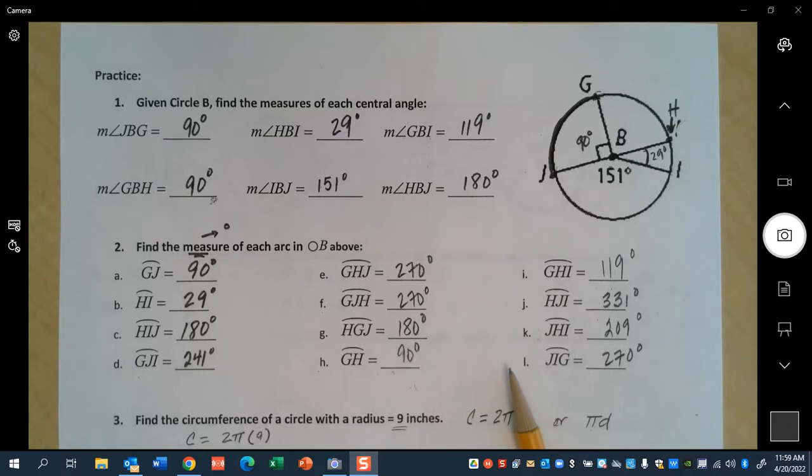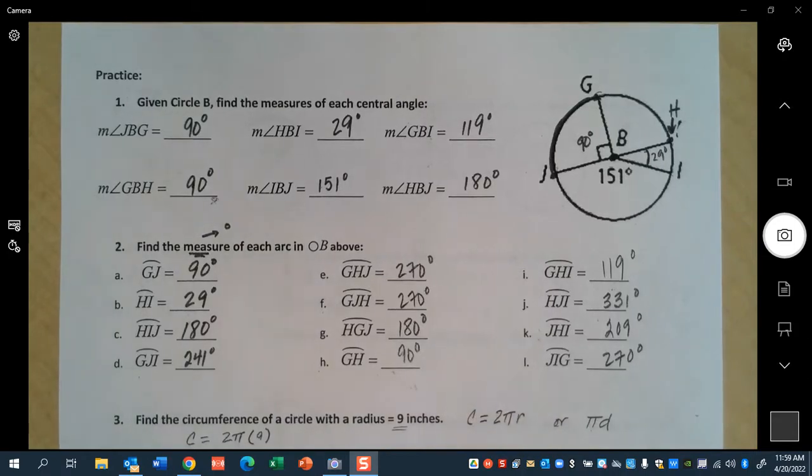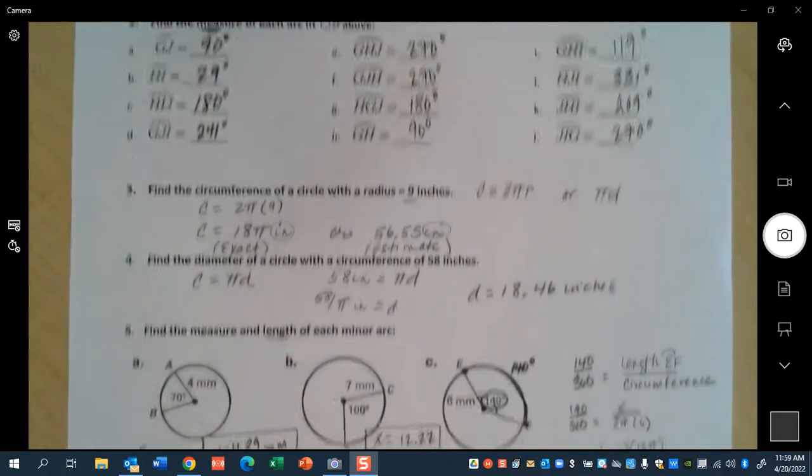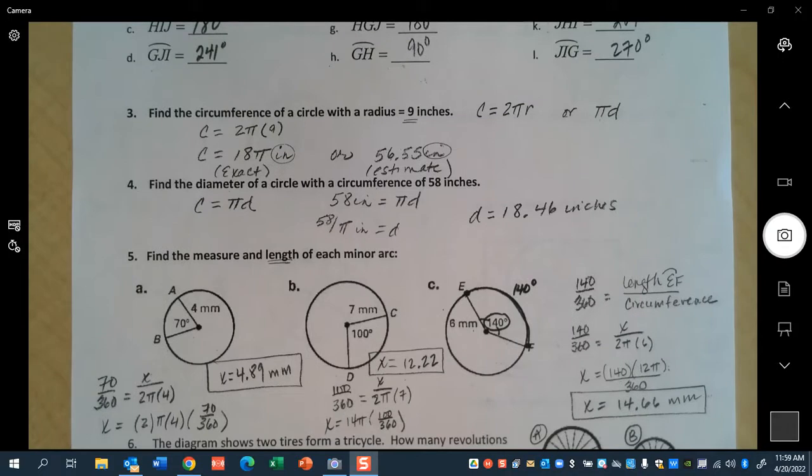But you just want to make sure you start at that letter and go the direction they tell you. Any questions on those? You're like, yeah, those are easy. Can the quiz be all of those? You're like, yes, please. All right, find the circumference of a circle with a radius equal to 9 inches.